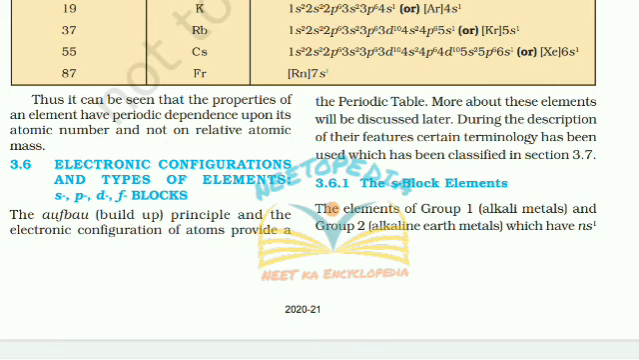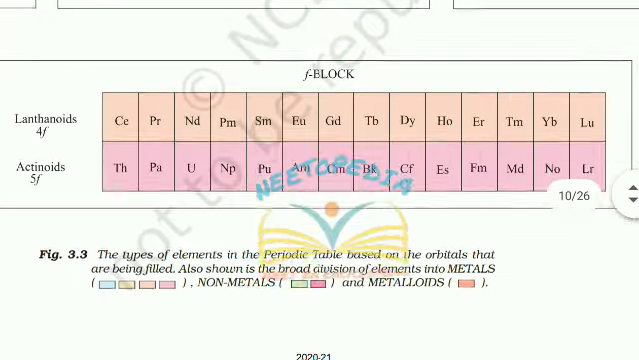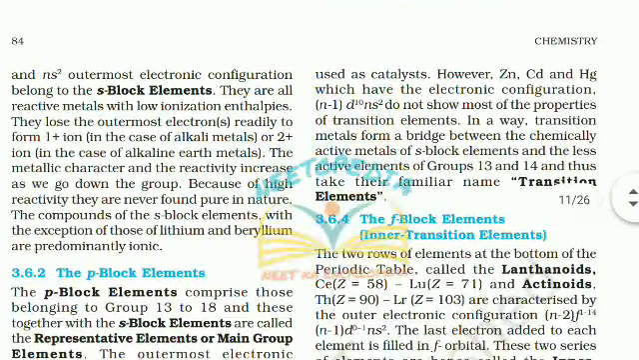3.6.1 The s block elements. The elements of group 1, that is alkali metals, and group 2, that is alkaline earth metals, which have ns1 and ns2 outermost electronic configuration, belong to the s block elements. They are all reactive metals with low ionization enthalpies. They lose the outermost electron readily to form a 1+ ion in the case of alkali metals or a 2+ ion in the case of alkaline earth metals.